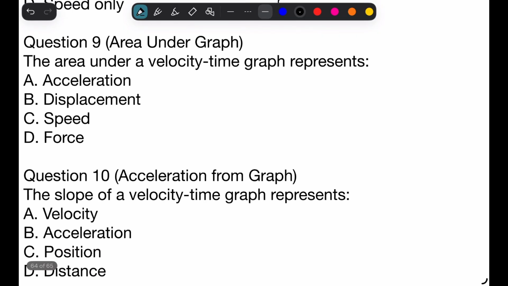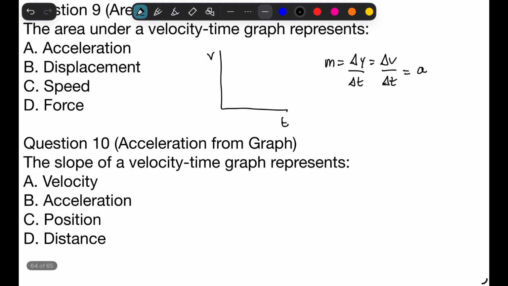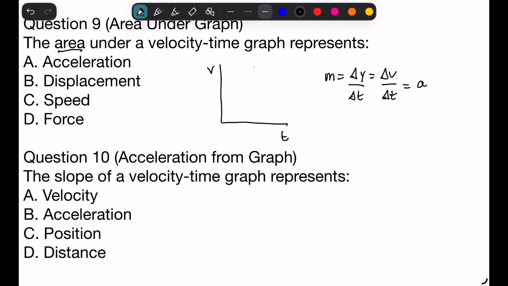Now, the area under a velocity time graph represents which of the following? Well, let's look at velocity versus time. On the y-axis, what we have is delta v, and on the x-axis, we have delta t. And we can see that this is our formula for acceleration, so that slope is actually going to be our acceleration. But what we want here is the area under the velocity time graph. Well, we can make an area right here. Let's make this 1 and 2. This is our time in seconds. And let's make this 1 and 2, our velocity being measured in meters per second.